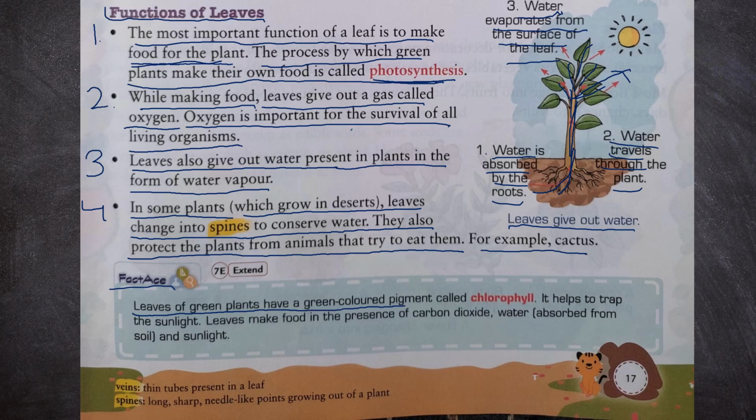Fact is, leaves of a green plant have a green colored pigment called chlorophyll. Green color pigment, chlorophyll, helps to trap the sunlight. Leaves make food in the presence of carbon dioxide, water absorbed from soil, and sunlight. So these are functions of leaves.